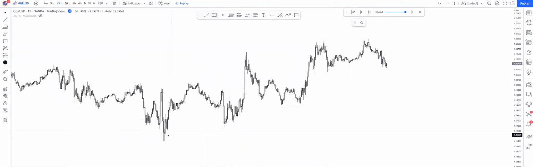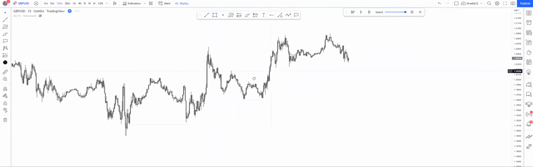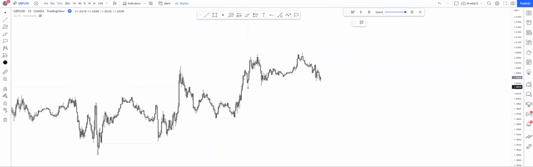We got some equal lows here. Three candle formation, 1, 2, 3, that's the low. Those are equal lows. Let's see where else. We have equal lows. The left is lower than the right.